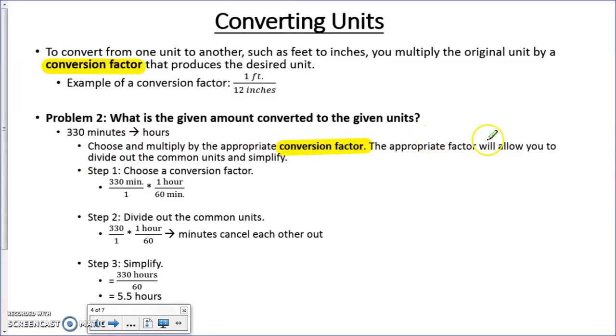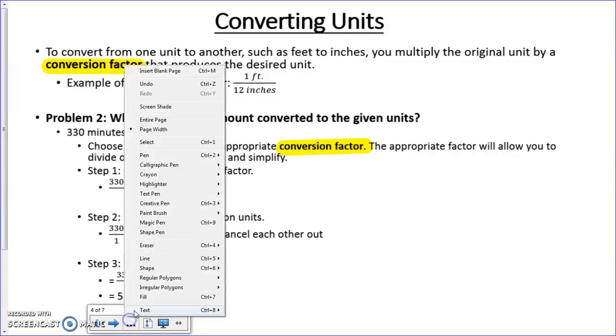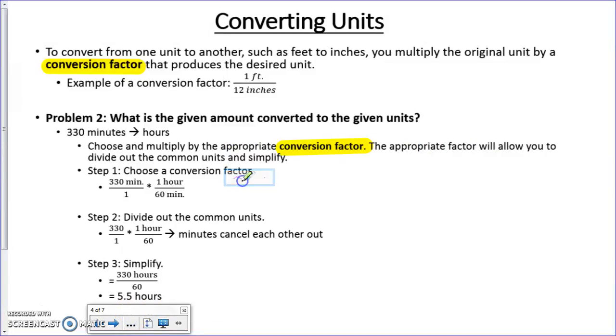The appropriate factor will allow you to divide out the common units and multiply and simplify. We're going to do more with this tomorrow when you come into class, because this topic along with the next problem is very detailed. So just follow along and copy your notes for now. It's okay to be confused.